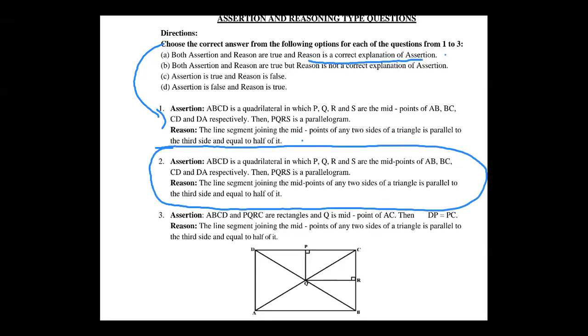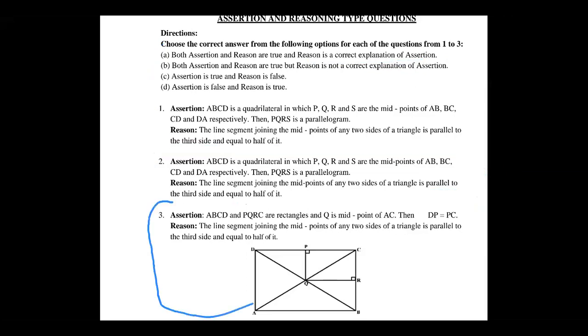For that assertion, what reason are they going to give? The line segment joining the midpoints of any two sides of a triangle is parallel to the third side and equal to half of it. Both questions are similar, right? Yes, so both have the same answer. Come on, let's go to the third question, beta.